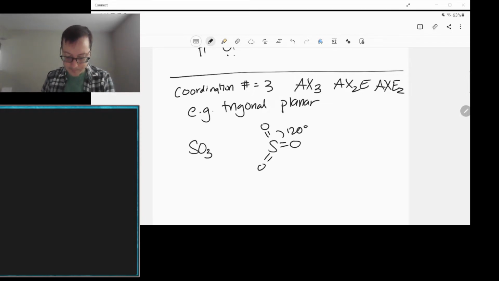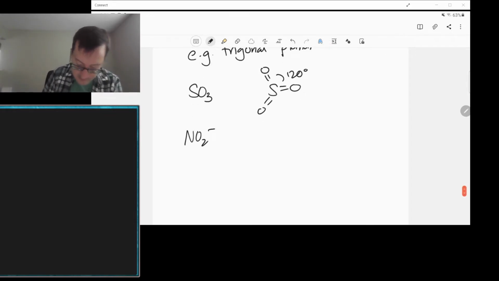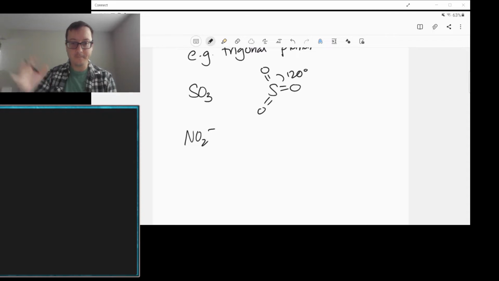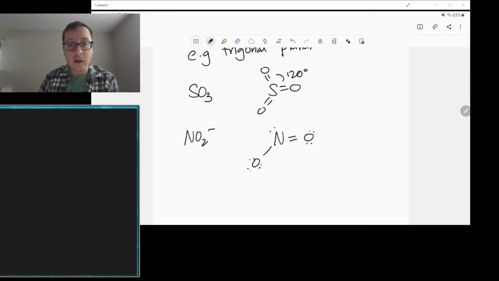120-degree angles. But if we take a look at something like nitrite, do its Lewis structure, pause the video. All right, here we go. This would be our Lewis structure with a formal charge on the oxygen. We see here we have 2 outer atoms and a lone pair on nitrogen. So this one is AX2E.